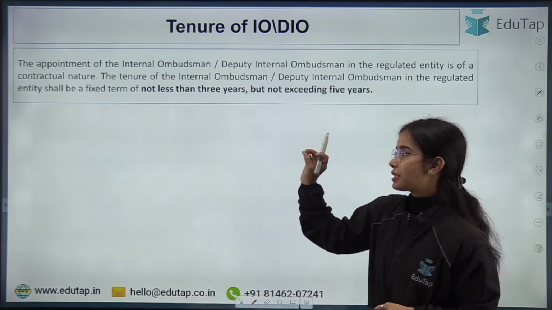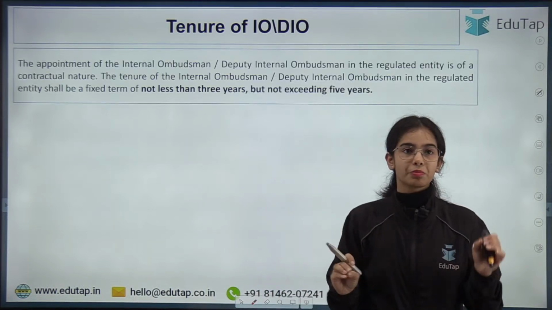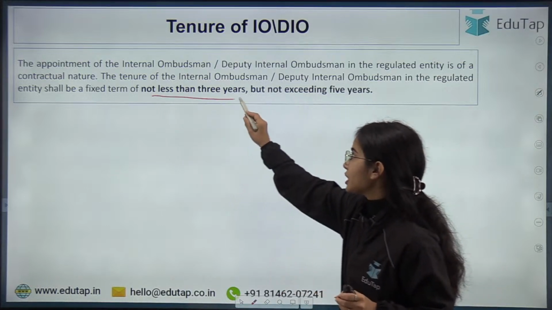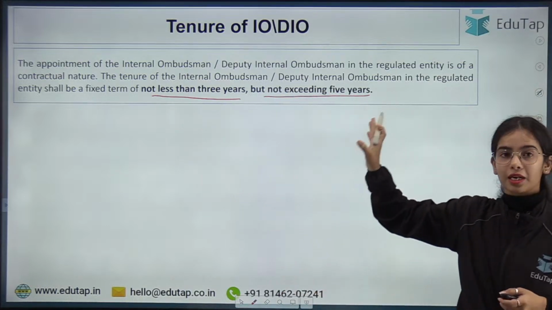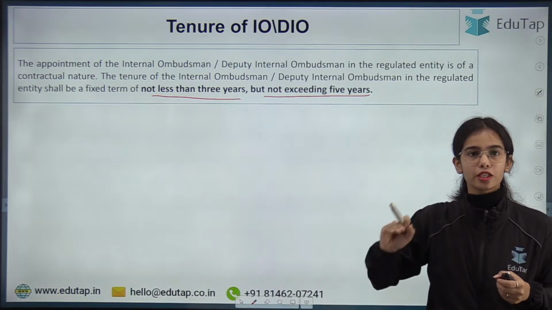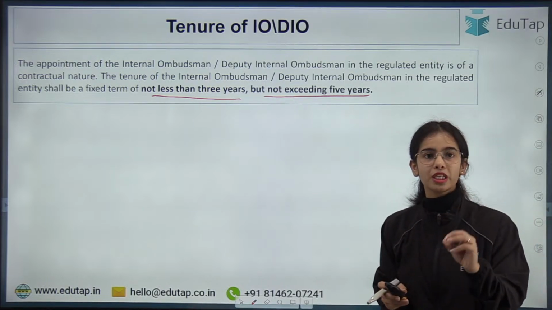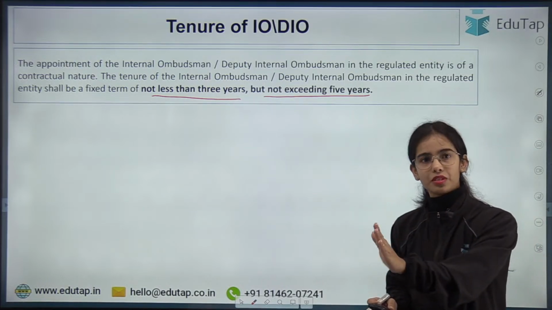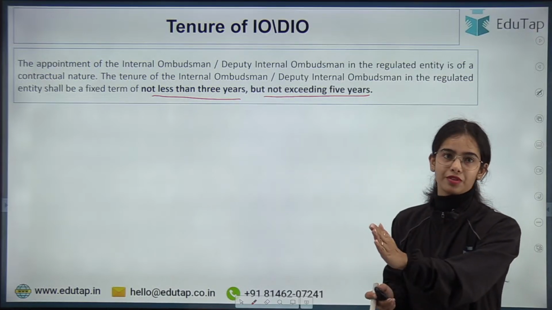So the tenure of the internal ombudsman or deputy internal ombudsman shall not be less than 3 years but not exceeding 5 years. That means you can hire the internal ombudsman or the deputy internal ombudsman for 3 years, 4 years or 5 years. Minimum 3 years, maximum 5 years.